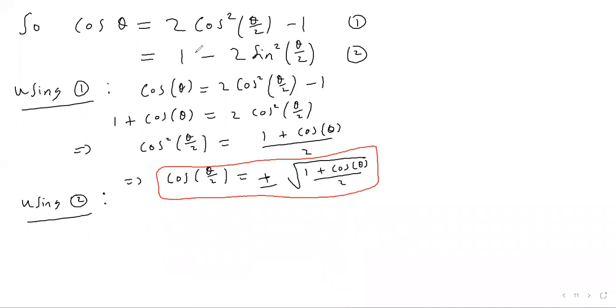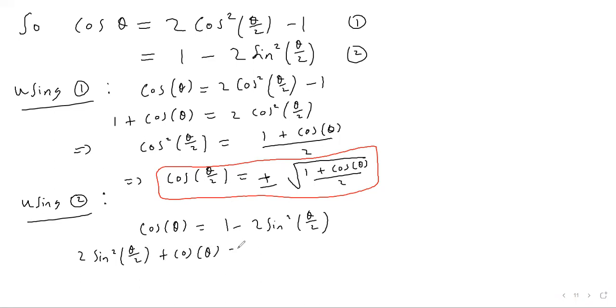So what we're going to do using this second formula up here, so cos theta is equal to 1 minus 2 sine squared of theta over 2. I want to try and make sine theta over 2 the subject. So what I can do is add the 2 sine squared theta over 2 to both sides. 2 sine squared theta over 2 plus cos theta equals the number 1. I'm then going to take away the cos theta from both sides. So 2 sine squared theta over 2 equals 1 minus cos theta.